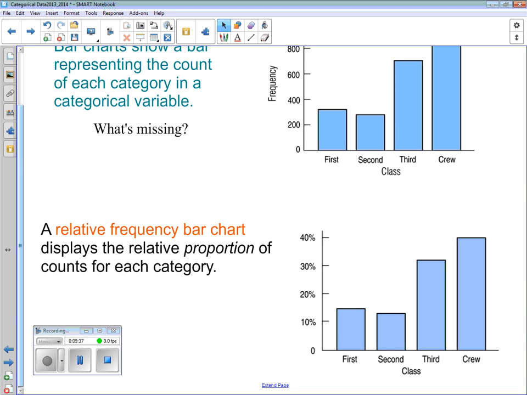The percentages. So which one do you think is easier to look at if I asked the question, maybe neither, maybe they're both the same. If I ask the question, which kind of ticket had the most deaths? Which one would be easier for you to use? Well, it doesn't really matter. Just looking at the height of the bar, right?